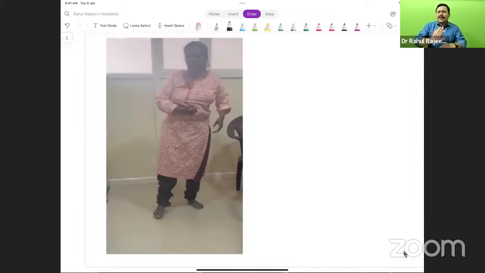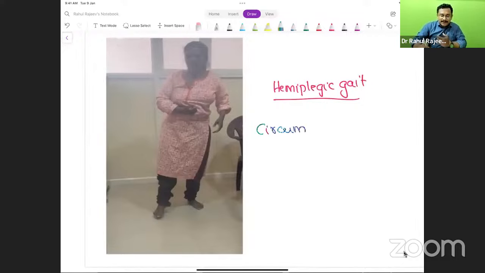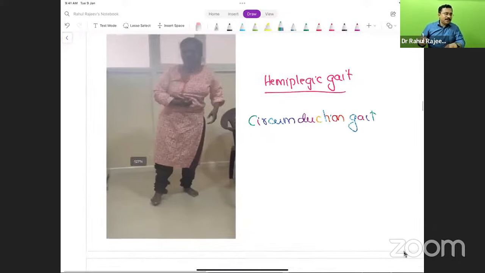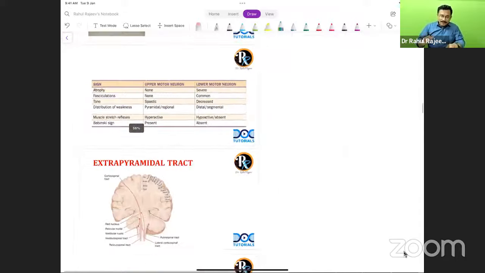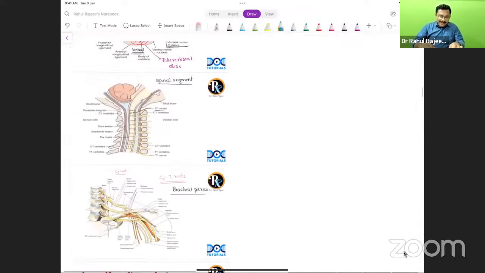So I hope you understood conceptually why stroke patients keep like this. Maybe if you want me to share this video of the patient's gait, I'll do it in my group as well. So how she walks with the typical hemiplegic gait. And what is the other name of hemiplegic gait? My dear students, tell me. It is also referred to as the circumduction gait. Circumduction gait. Right. So this is about UMN weakness, LMN weakness.